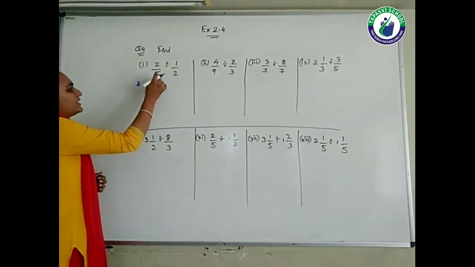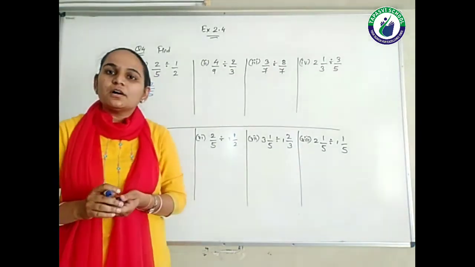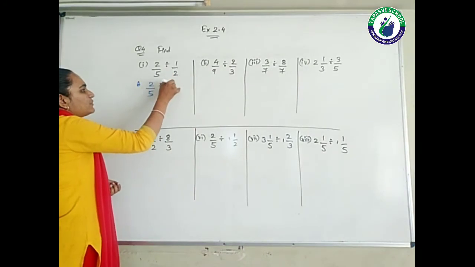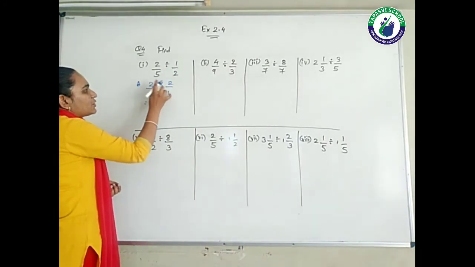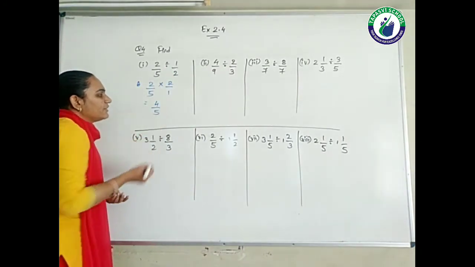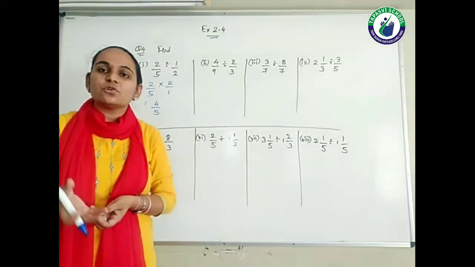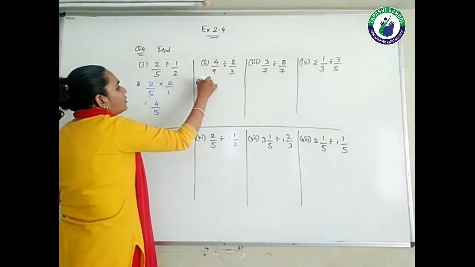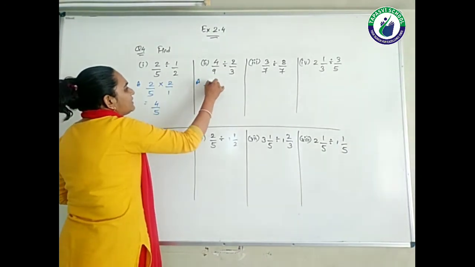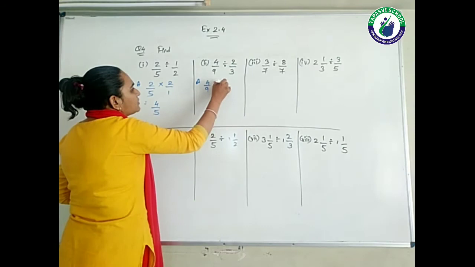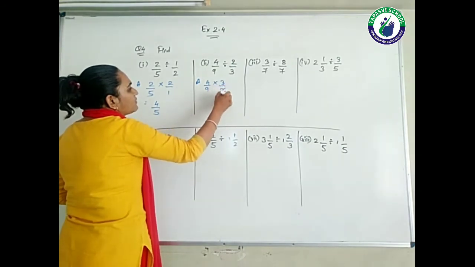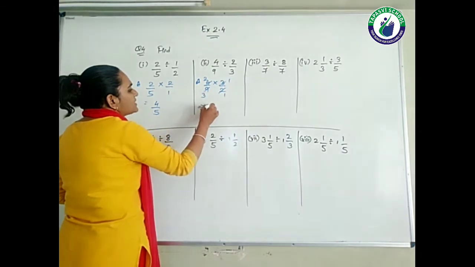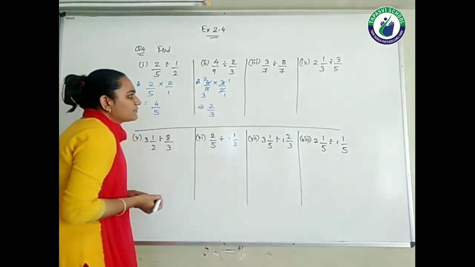2 by 5, division sign, students, convert it into multiplication sign, right? And 1 by 2 we will write the reciprocal of it, so 2 by 1. Now 2 twos are 4 and 5 ones are 5. This is a proper fraction, there is no need to convert it into mixed one. Next one, second, 4 by 9, division sign convert into multiplication, and it will become 3 by 2 reciprocal. Now 2 ones are and 2 twos are, 3 ones are and 3 threes are. So the answer becomes 2 by 3.